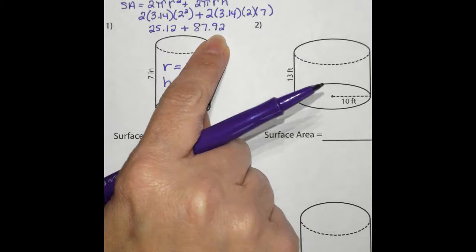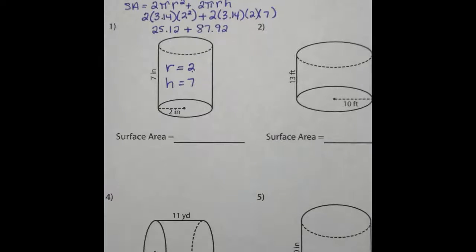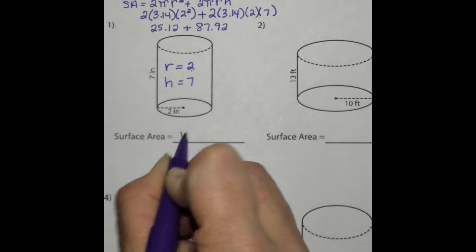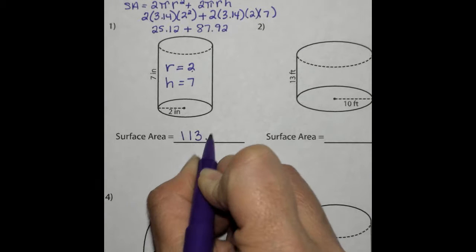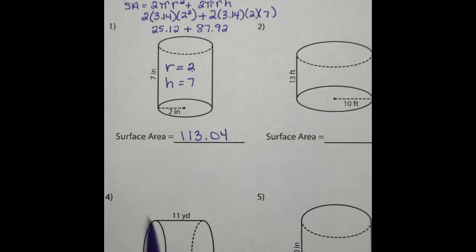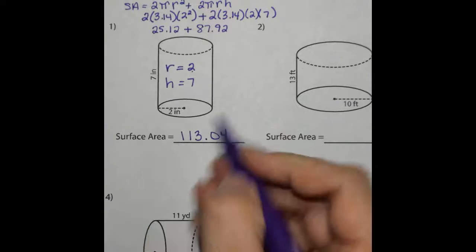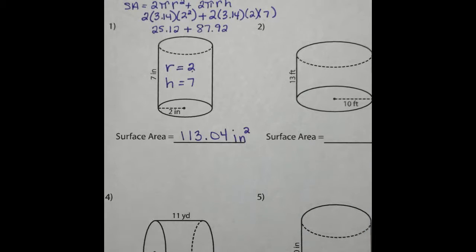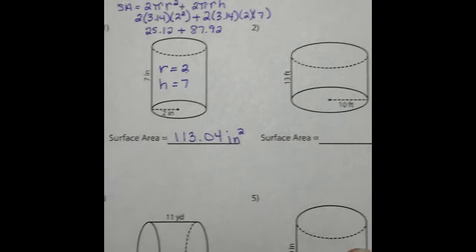So we know the last step for surface area is to add. Okay, so the surface area is 103.04, and then because it's area, our units are inches squared. Okay, good job. So let's try another one.